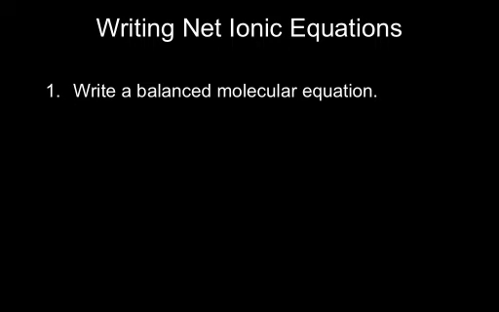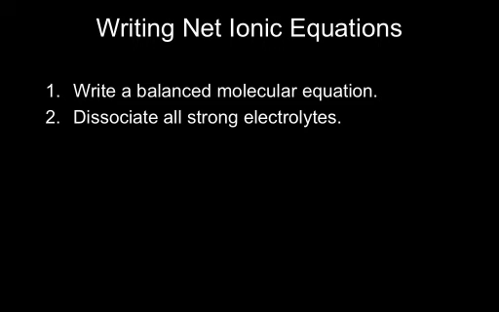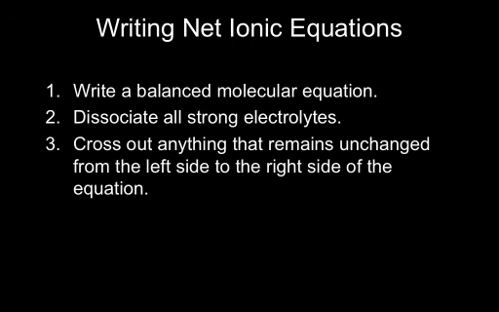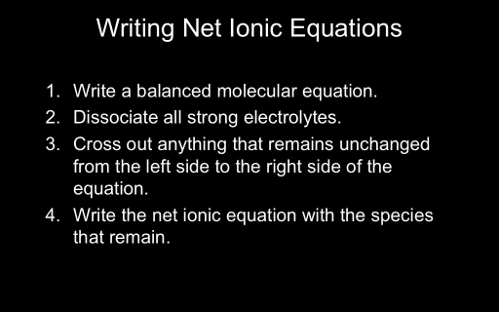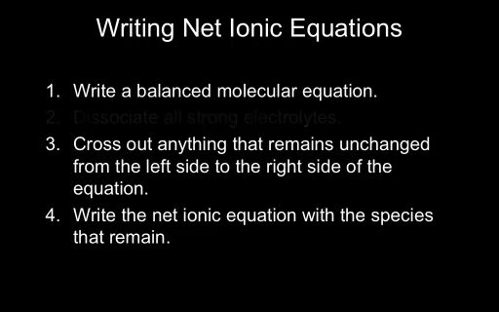The steps for doing this are to first start by writing a balanced equation. You're going to write the equation out just like we've always done. Then you're going to dissociate all the strong electrolytes. Using the rules that we talked about before, if it's a strong acid, if it's an ionic compound, you're going to dissociate those and break those up into their ions. Then you're going to cross out anything that remains unchanged from the left to the right. If it's the same form on the left as it is on the right, then you get rid of it. And then you write the net ionic equation with the species that remain.